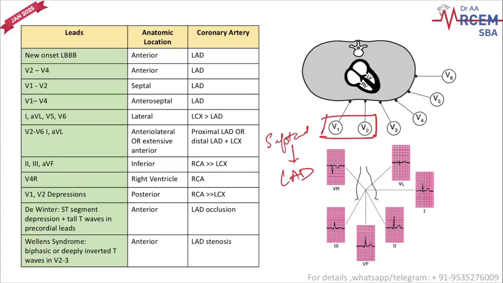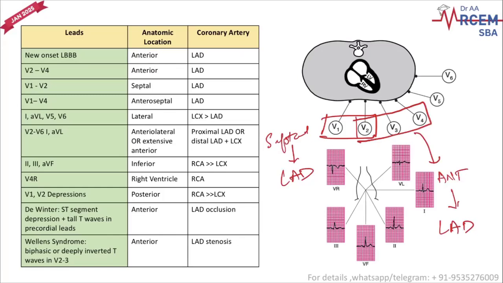Anterior wall is involved, particularly when V2, V3, V4 leads are involved, then we call it an anterior wall myocardial infarction. Anatomically, the anterior part of the heart is involved. Again, the artery most likely will be the LAD, left anterior descending artery.